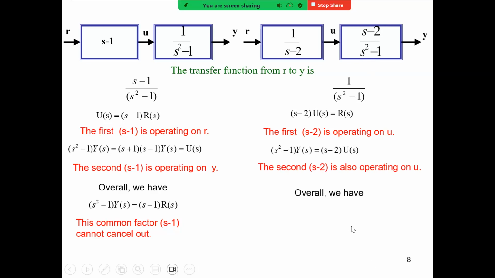So finally, what do we have? We no longer have this (s - 2) anymore. They are the same. So therefore, we only have this (s² - 1) times y equals r. The reason they disappear is because they are doing the same thing on the same signals. Therefore, in the derivation, they will vanish. Okay?